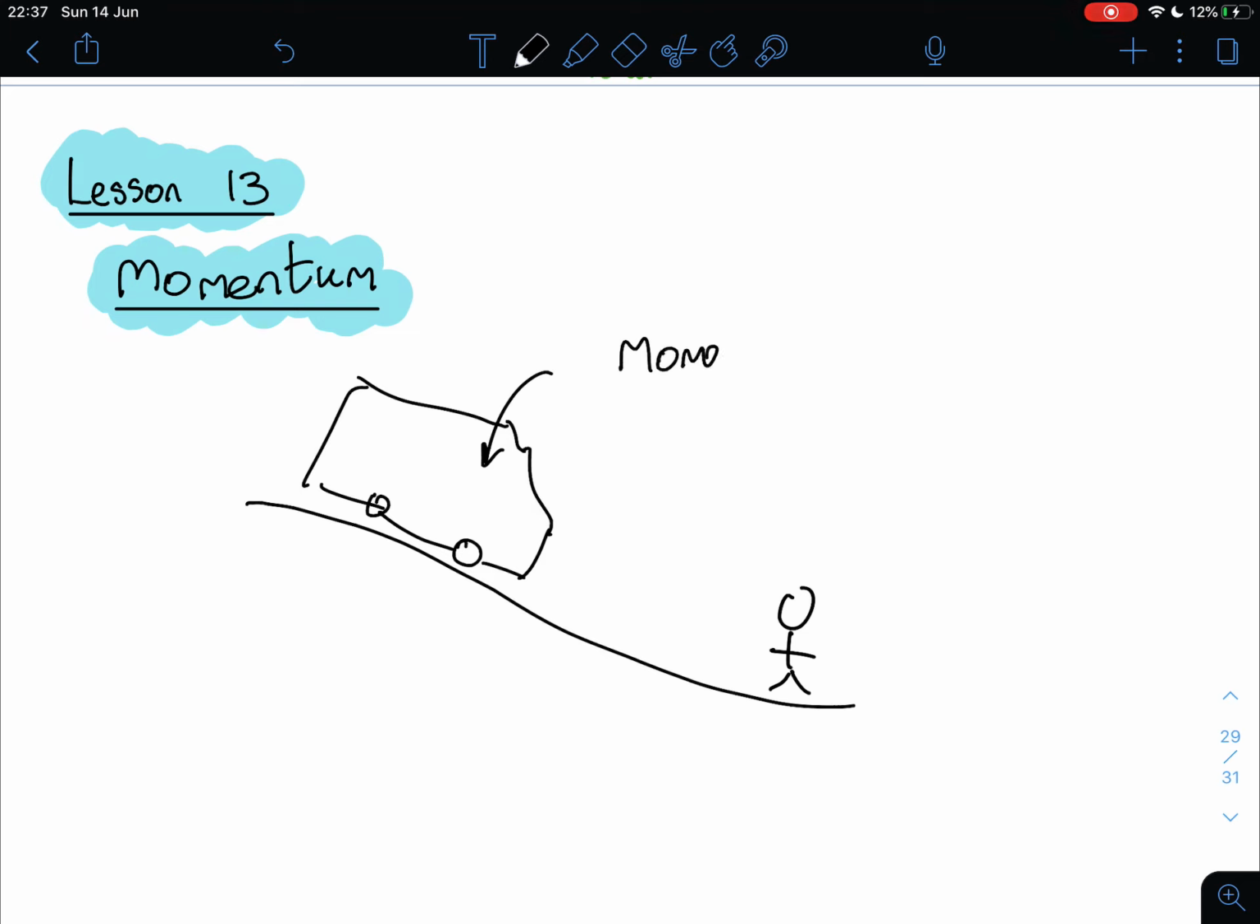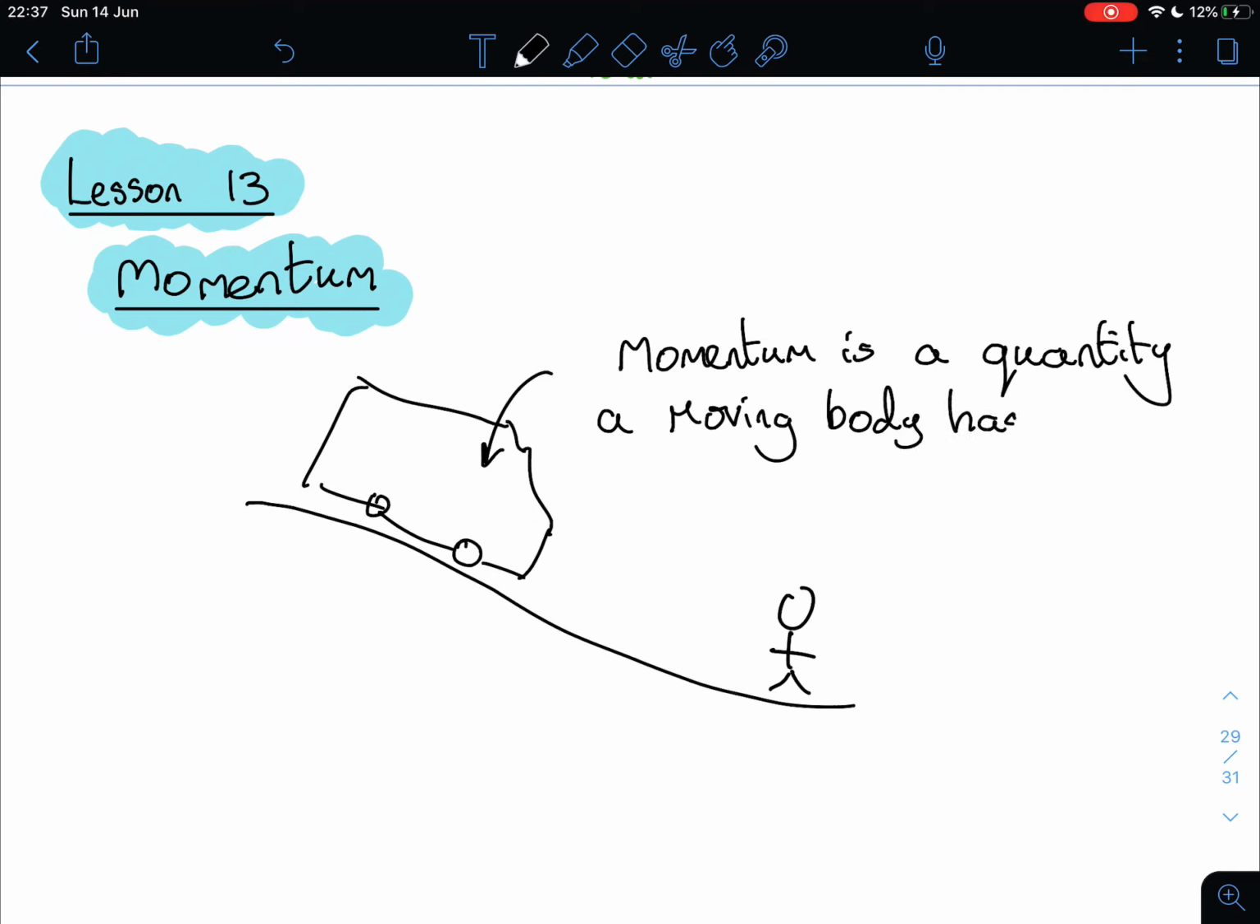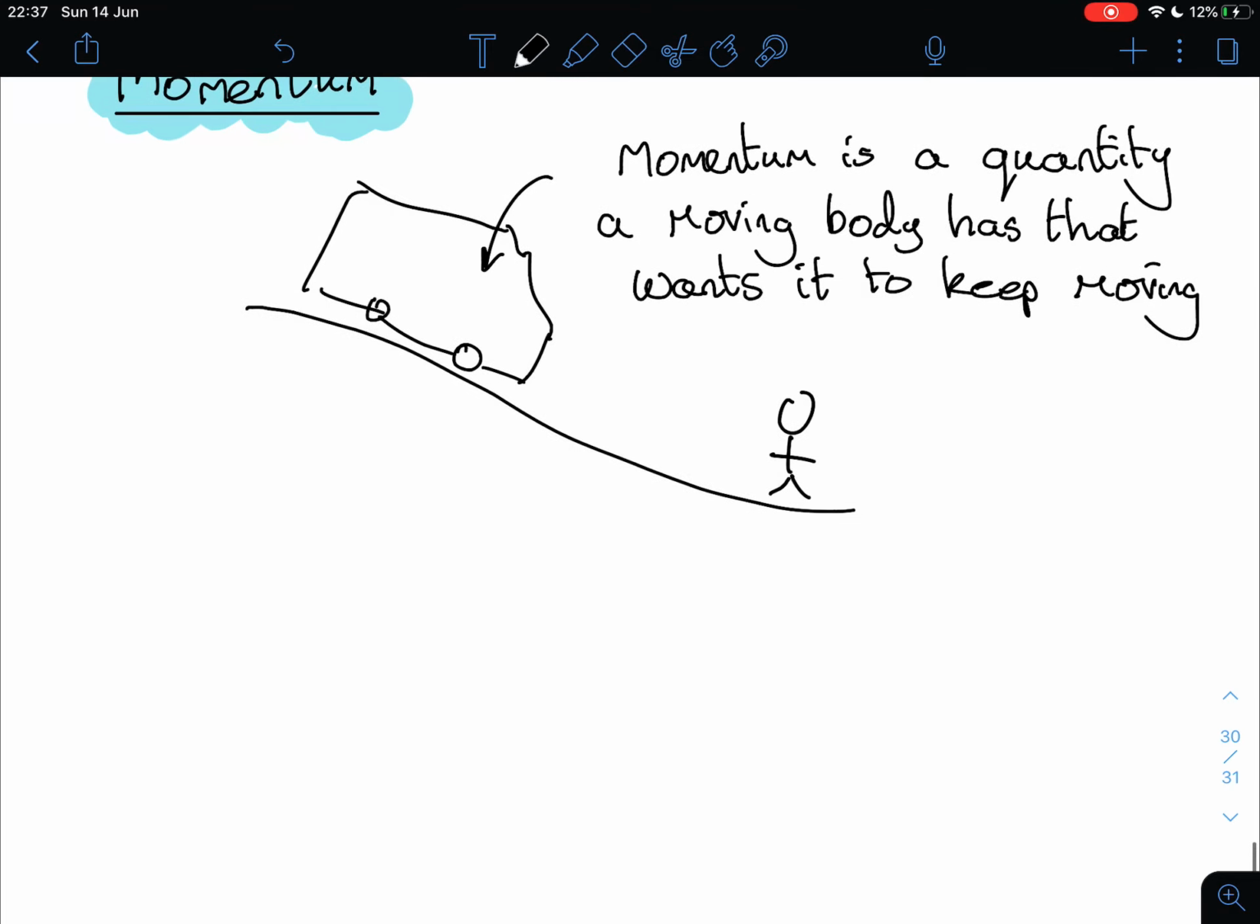So momentum is a quantity a moving body has that wants it to keep moving. So getting in front of something big and heavy that really wants to keep moving, as opposed to something small, means the momentum has changed. Now the equation is really easy.